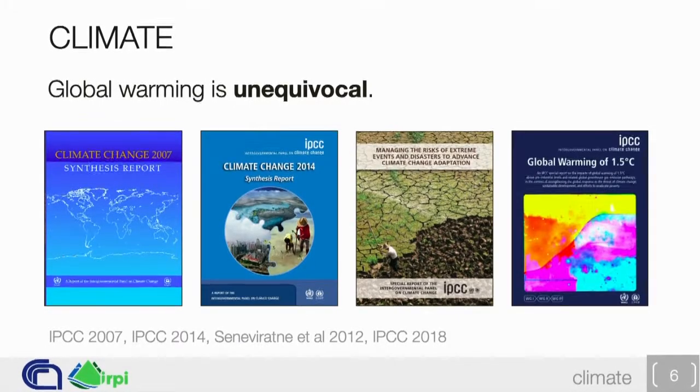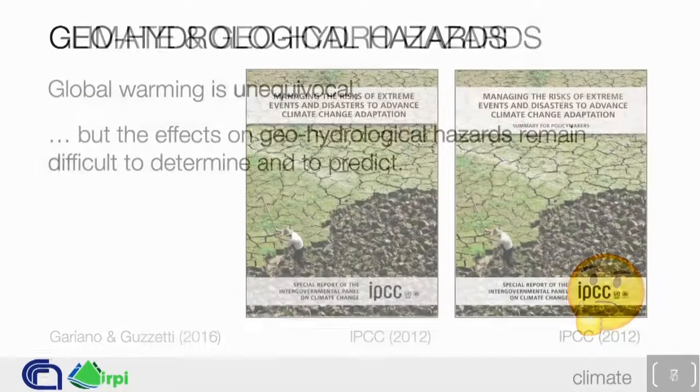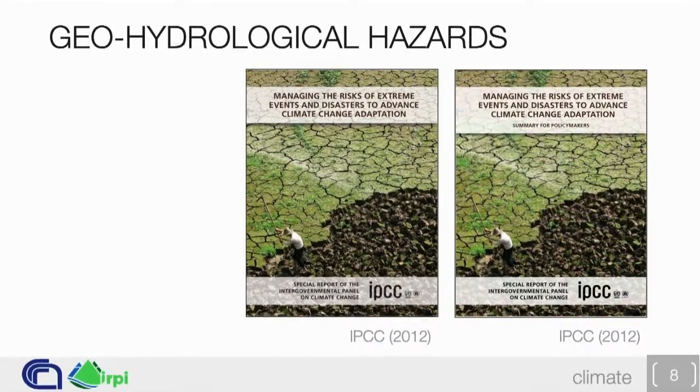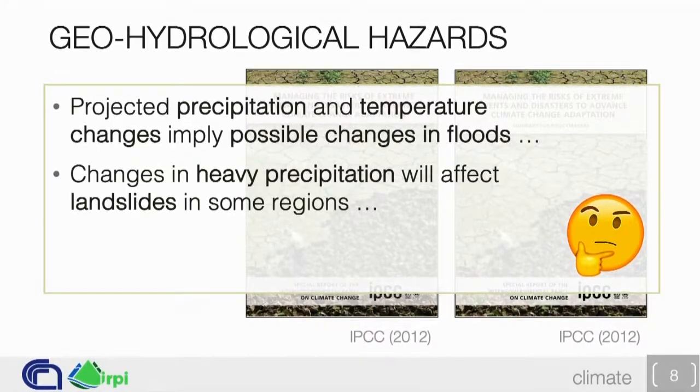Well, to quote the IPCC, global warming is unequivocal. But the effects of global warming on geo-hydrological hazards remain somewhat difficult to determine and to project in the future. The IPCC mentioned floods and landslides a number of times in the reports. For example, in the report, Managing the Risk of Extreme Events and Disaster, one can read projected precipitation and temperature changes imply possible changes in floods, and also that changes in heavy precipitation will affect landslides in some regions. And of course, these statements are correct, but are somewhat vague, and I would add necessarily.